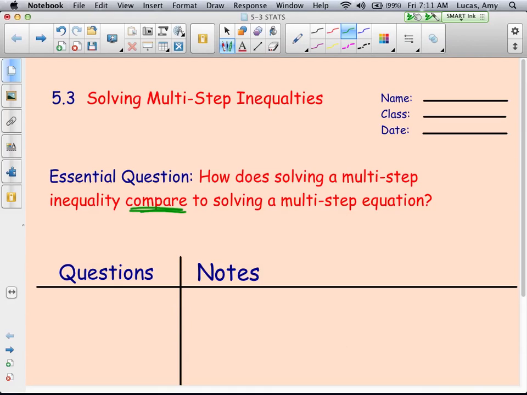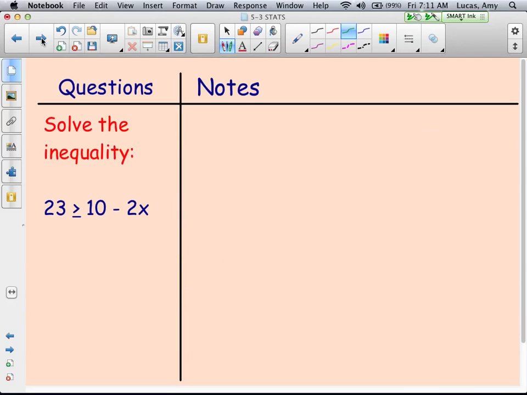So the key word in the essential question is the word compare. Compare means how are they similar, how are they different? So make sure that you address both of those questions when you write your summary today. Our first inequality is a two-step.